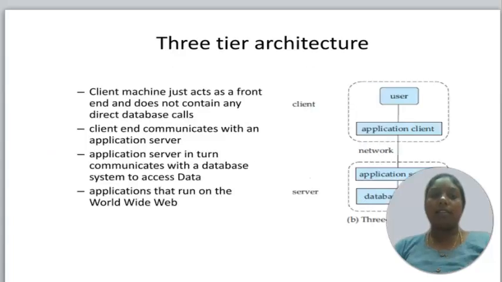Another one is the three-tier architecture. The three-tier architecture is similar in that it has a client and a server, but there is a difference compared to the previous one. The client machine doesn't have a front end and does not contain any direct database calls. The server only has the application server and the database system. The application server and the application client communicate with each other and send calls, and only through this communication can we access the data.